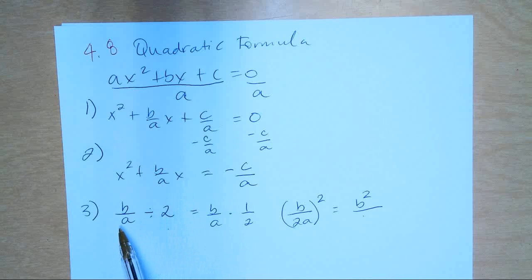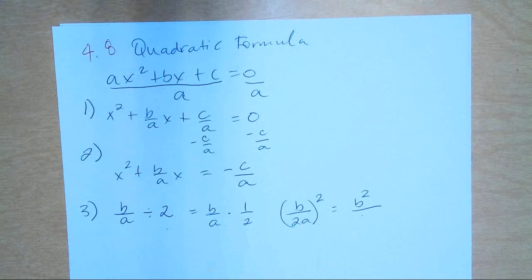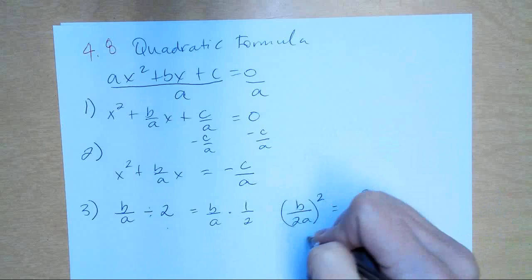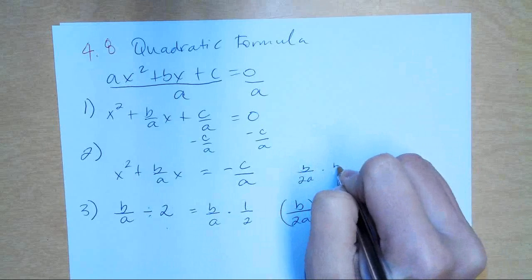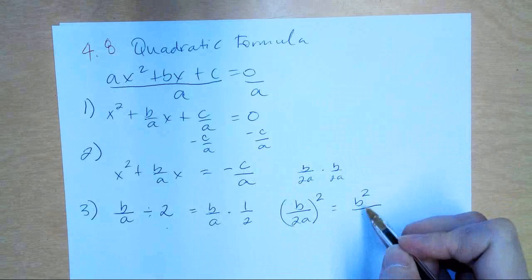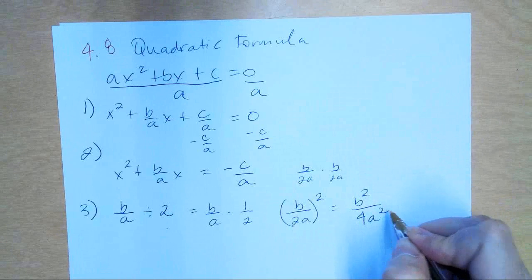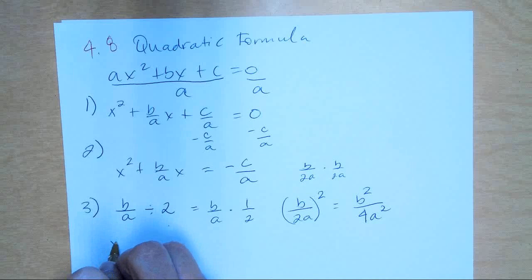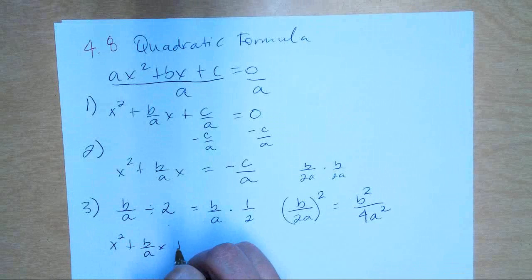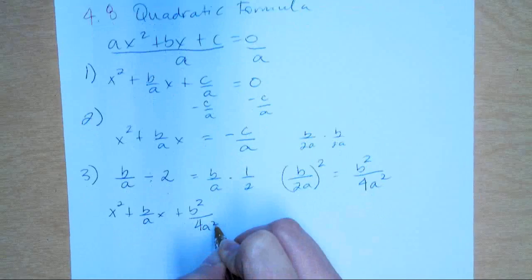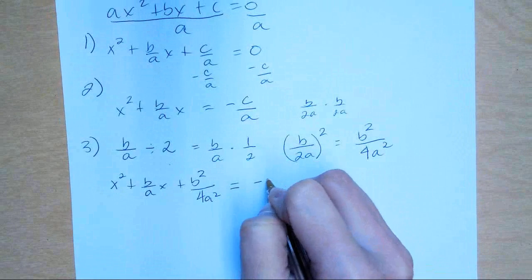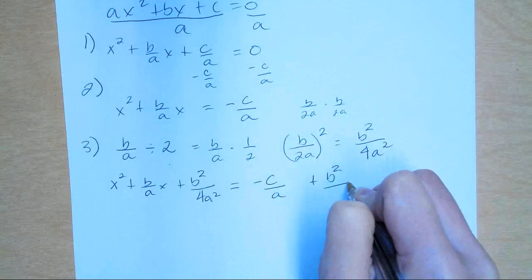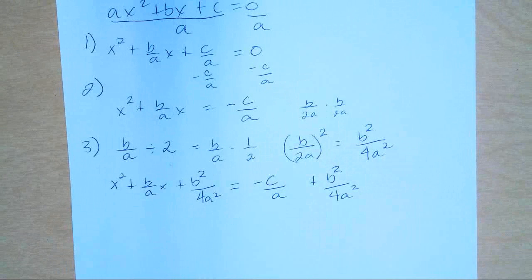Okay? So here we have b over 2a, and we're going to square that. Remember that when we square this, it's just like b over 2a times b over 2a. That's going to give us b squared over 4a squared. We're going to add that to both sides. So x squared plus b over a x plus b squared over 4a squared is equal to negative c over a plus b squared over 4a squared. Again, this isn't something you're going to have to do on your own. I just want you to see it.